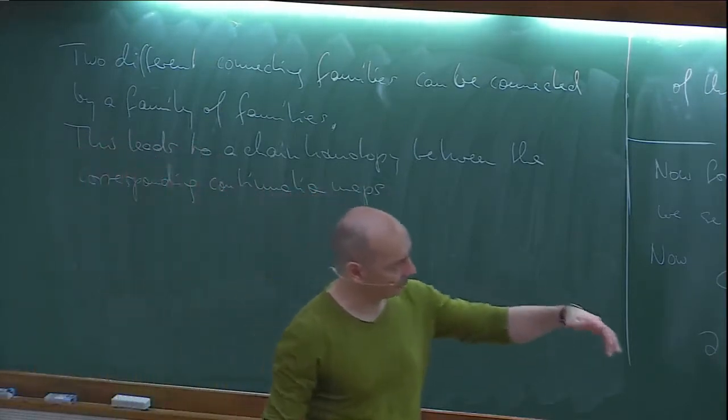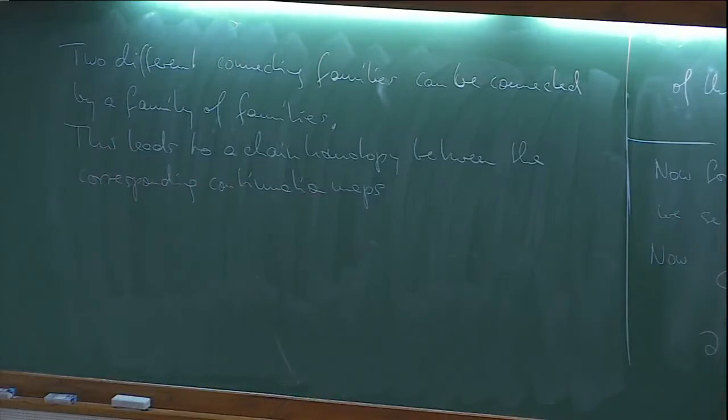Right, so if I have two different families connecting H plus and H minus, then I get two different maps, C and C prime, but they're chain homotopic. And once they're chain homotopic, then on homology they define the same map.